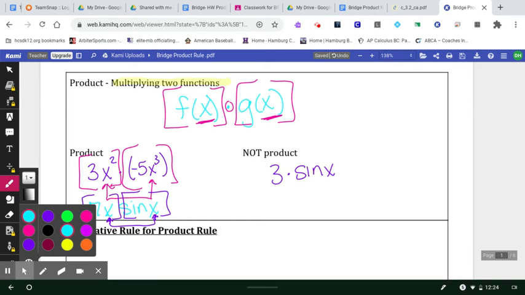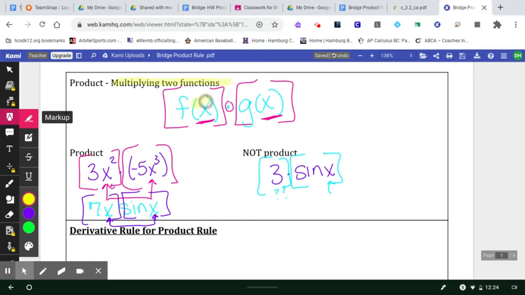So to show you something that's not product rule would be saying 3 times the sine of x. And again, I just want to highlight with brackets here. The first term is a 3. The second term is the sine of x. This has an x, but this does not have an x. Therefore, this is not product rule. So I really want to stress, to be product rule, you have to have an x on both sides.